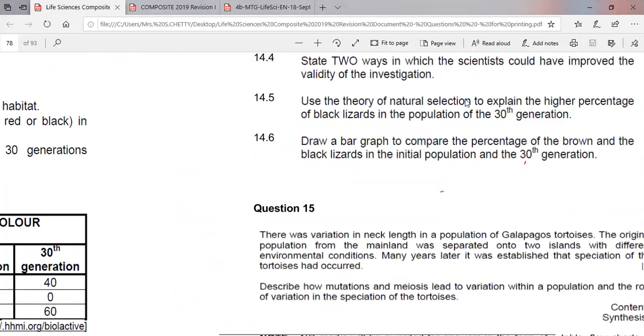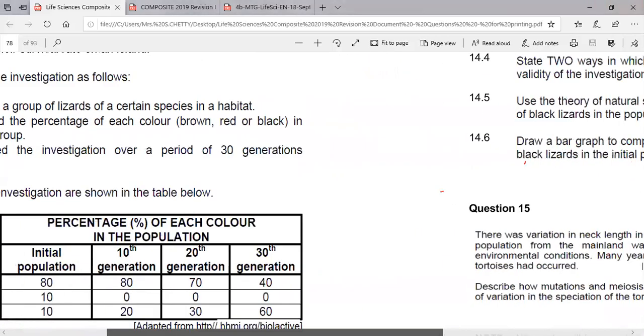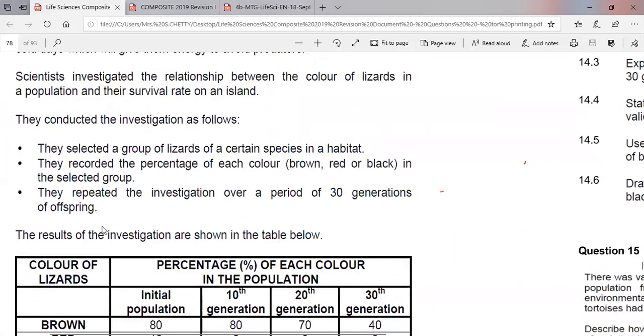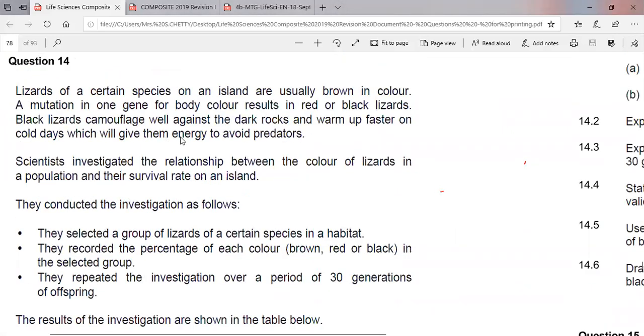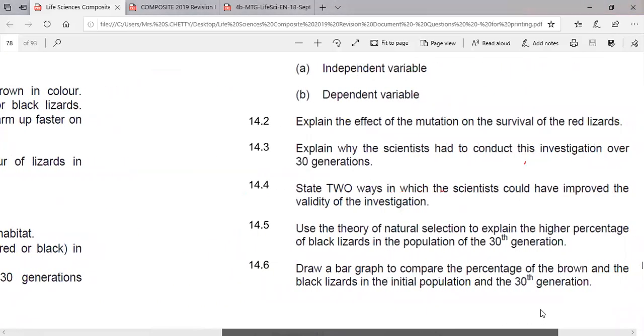Use the theory of natural selection to explain the higher percentage of black lizards in the population of the 30th generation. Look at the mark scheme and see how we can fashion our answer. So the variation was the color. What did black lizards have? You see, they had two advantages, isn't that so, my darlings? They had the advantage of camouflage and being able to have the energy to avoid predators, so they were able to survive and pass these favorable characteristics to their offspring.